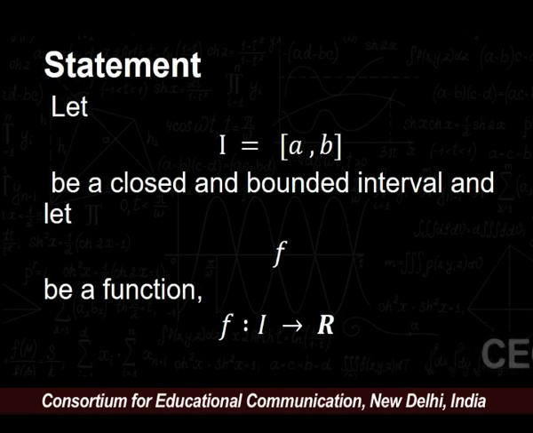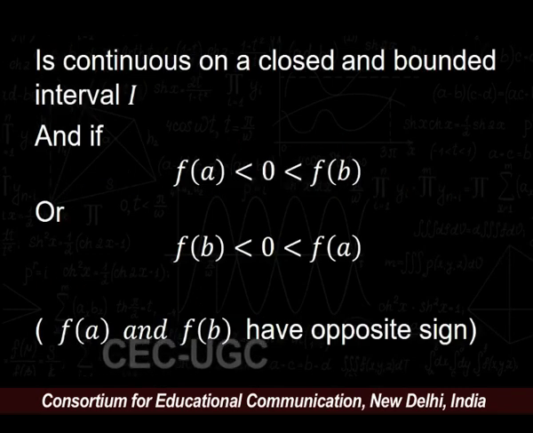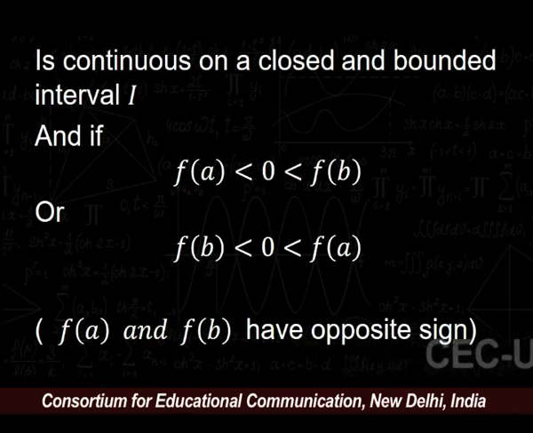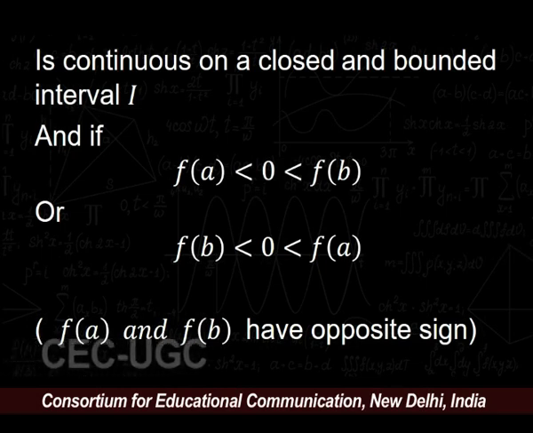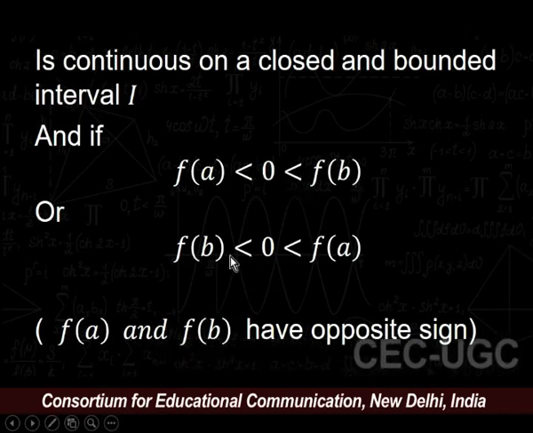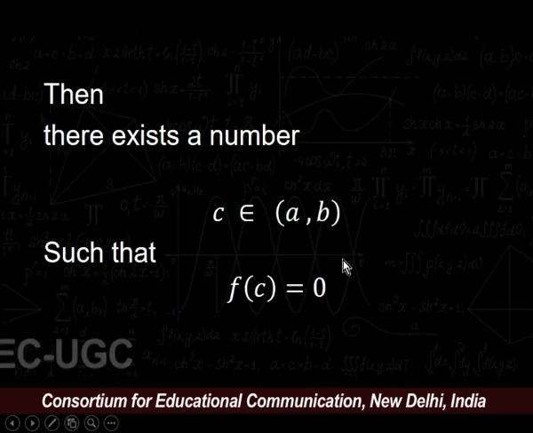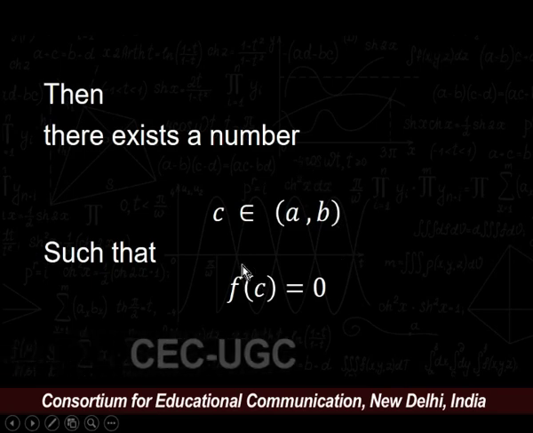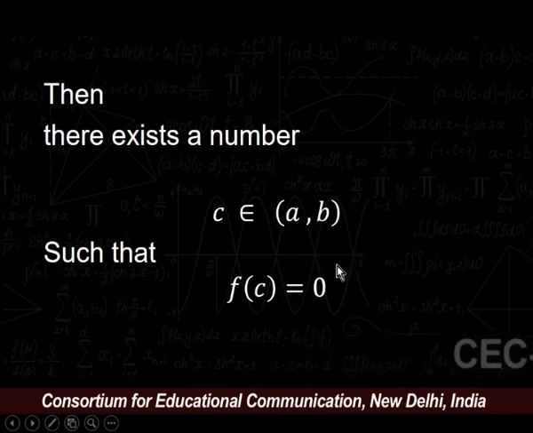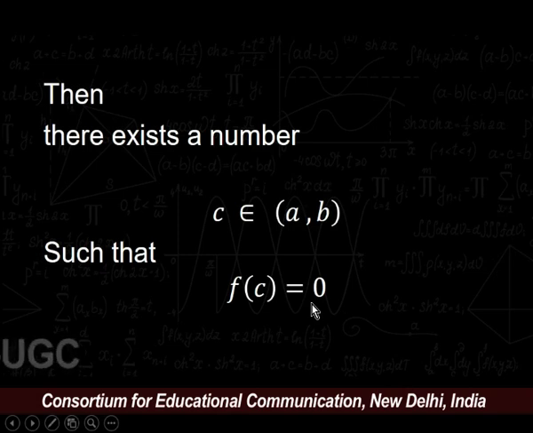I repeat the definition of the location of roots theorem for continuous functions. We have a closed and bounded interval I, and we define a function f from I to R which is continuous on the interval I. Given that f of a and f of b have opposite signs, that means either f of a is less than 0 and 0 is less than f of b, or f of b is less than 0 and 0 is less than f of a, then there must exist a number c belonging to the open interval (a, b) such that f of c must be equal to 0.